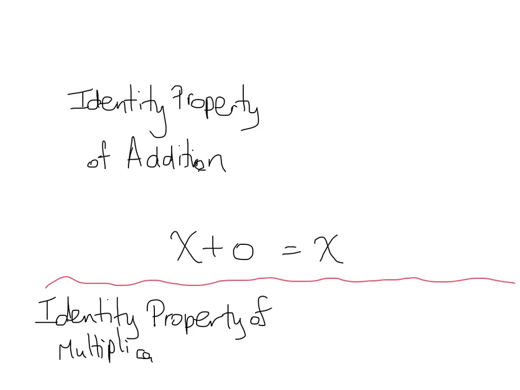So, if I have a number x and I multiply it by a certain thing, it's still going to be x. What can I multiply x by and still get an answer of x? If you said 1, then you are correct. So according to the identity property of multiplication, a number times 1 will always be equal to itself. So those are the two identity properties. Let's keep going.